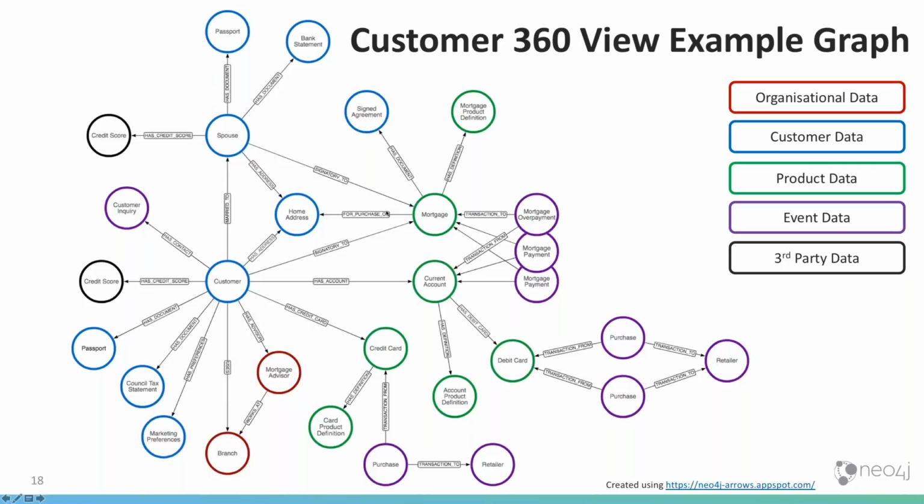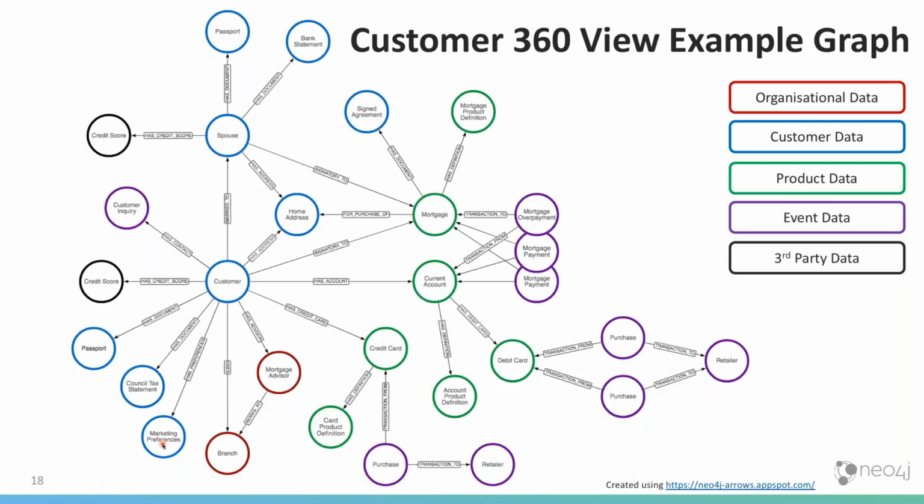So this is the biggest and most complex graph that we've looked at. Again, still in blue, we have information about our customer. So here's our core customer. We can see this customer has a spouse. They're married to someone. They both live at the same address, and they are both signatory to a mortgage. That mortgage was for the purchase of their home where they live. We can see documentation that they have associated with that mortgage. So here's their signed mortgage agreement. Here's the documentation that the spouse supplied, a passport and a bank statement. And here we can see the main customer supplied a passport and a council tax statement.